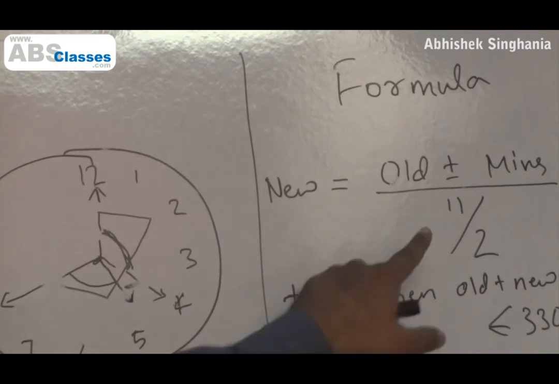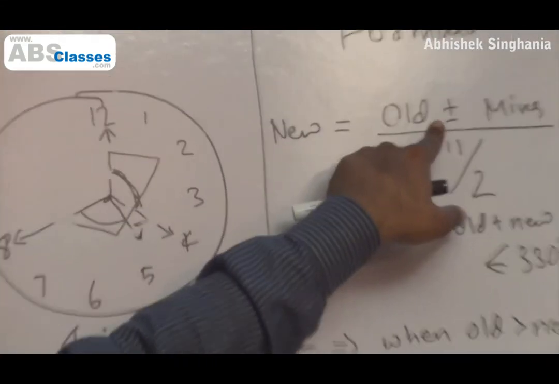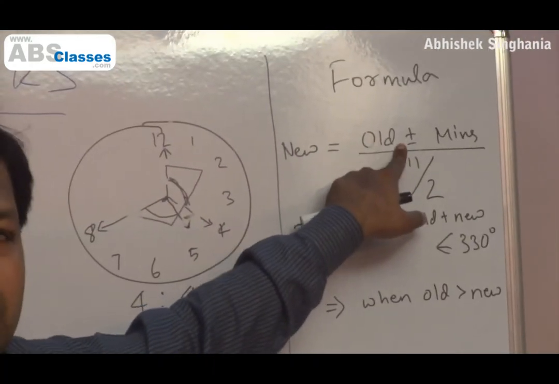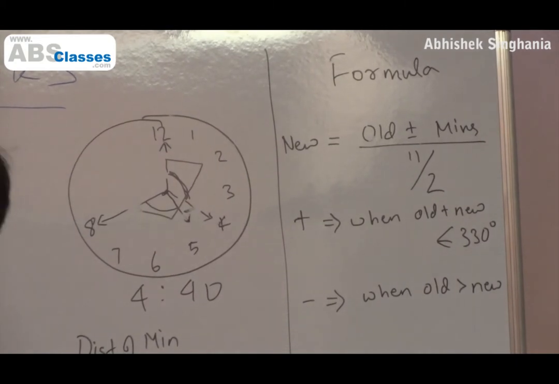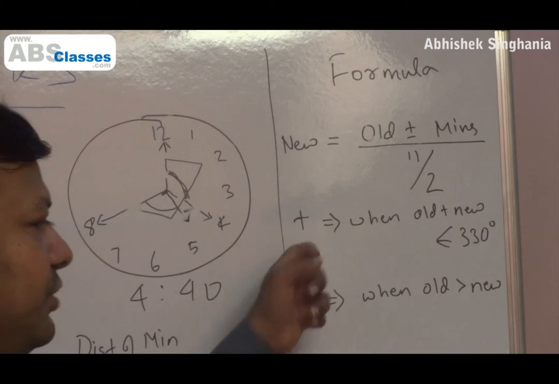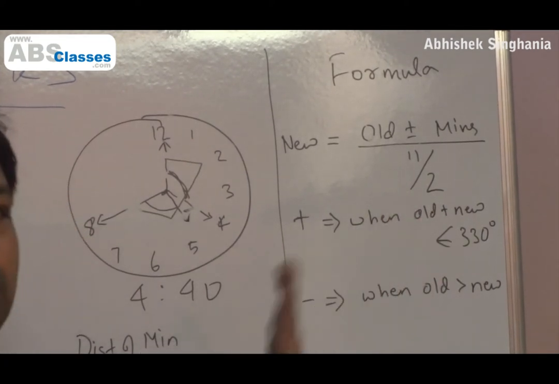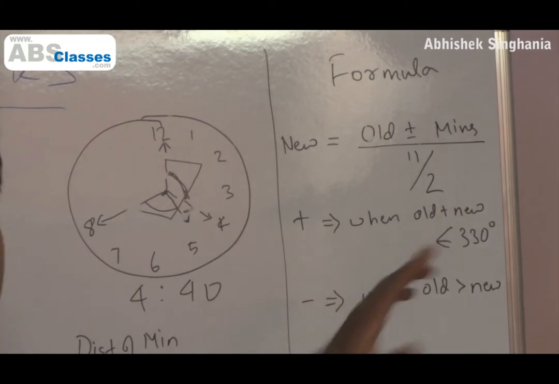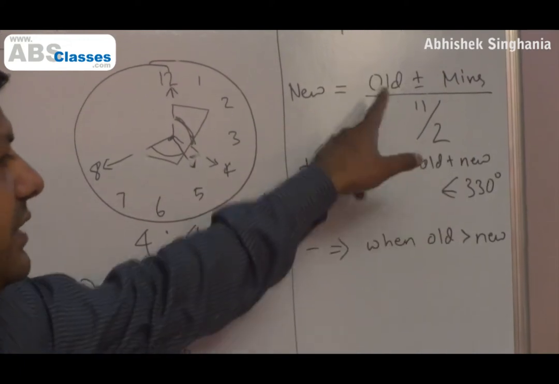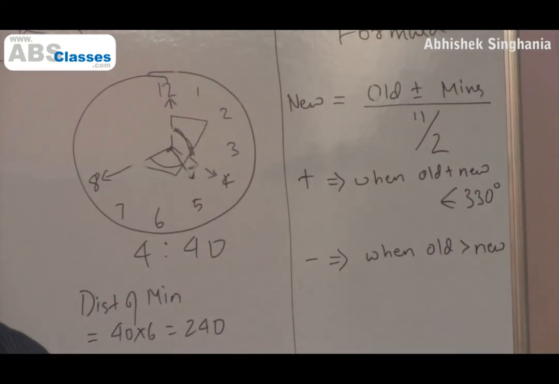Divided by 11 by 2, which is a fixed number. Now you see the sign here is not just plus or minus; it can be plus or minus. In fact, you can have two answers also, from plus also, minus also. So there can be two answers. When do we use these signs? We use plus when old plus new is less than or equal to 330 degrees. When do we use minus? When old is greater than new. Obviously we'll use minus when old is greater than new.